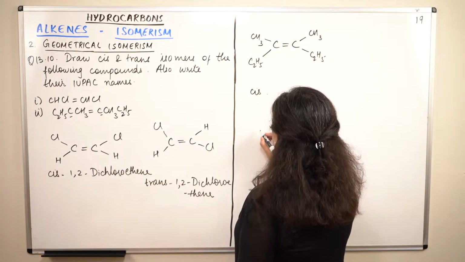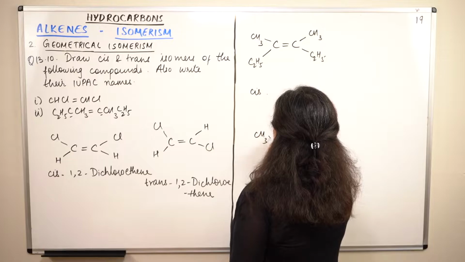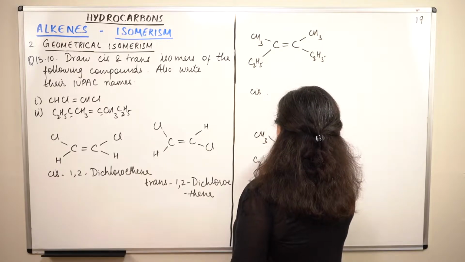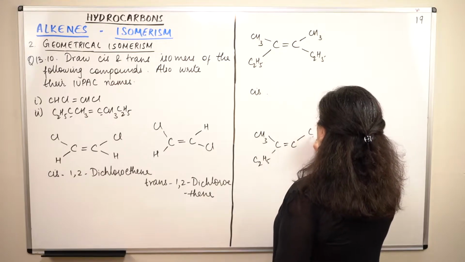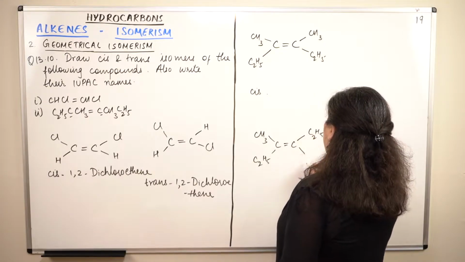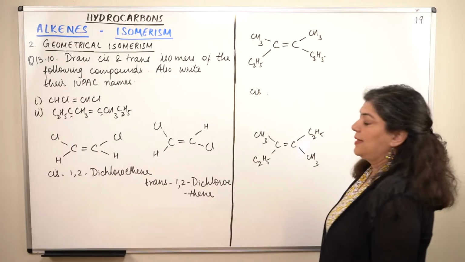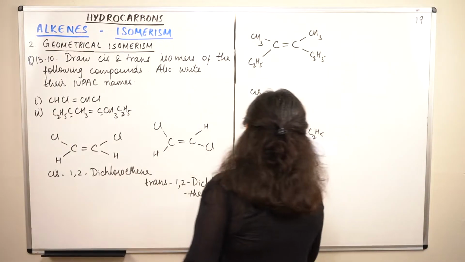And for the trans isomer, you will have CH3, C, C2H5, double bond, C. Here you will have C2H5 on this side and CH3 on this side. So this is the trans isomer.